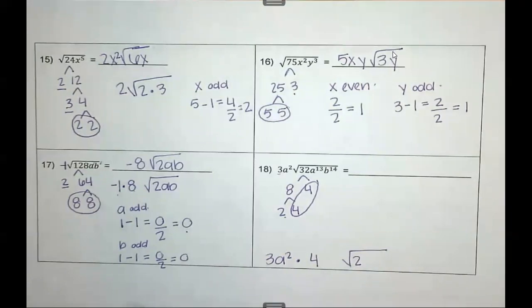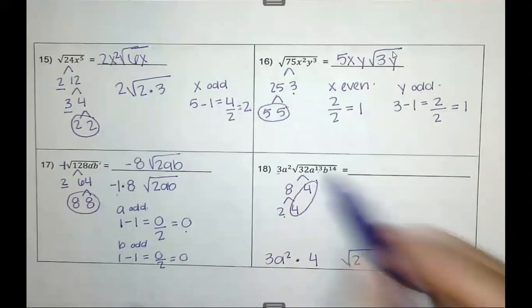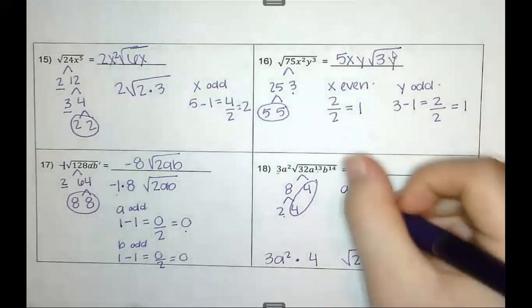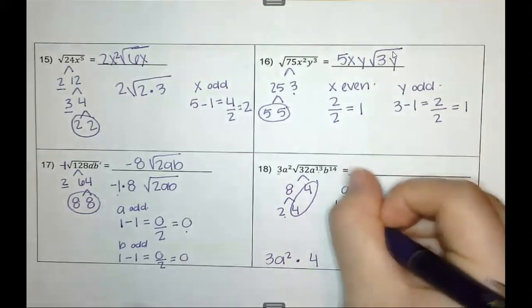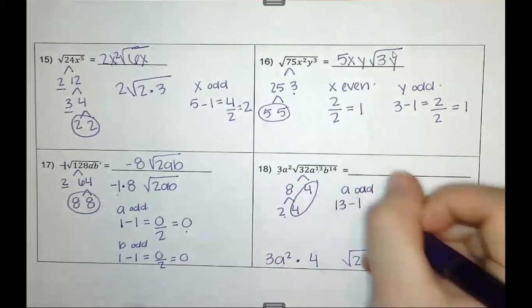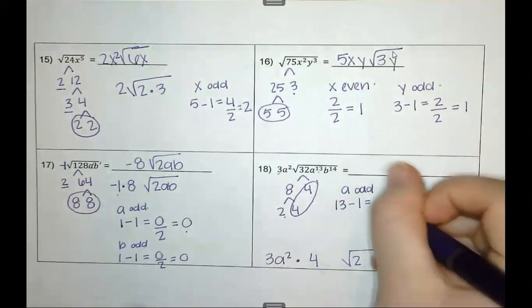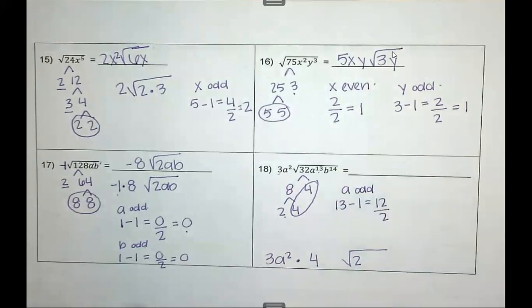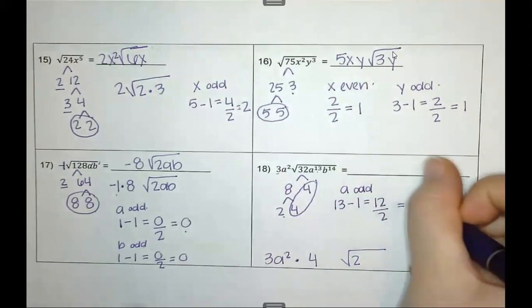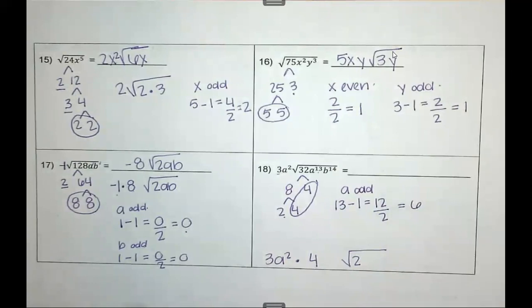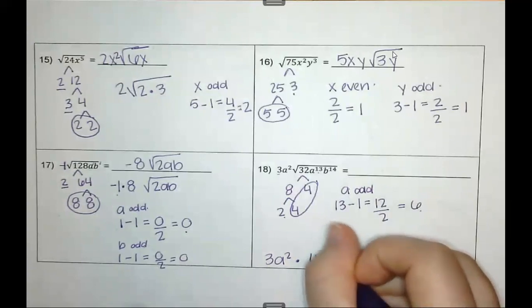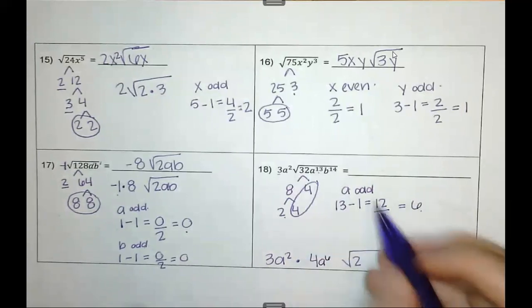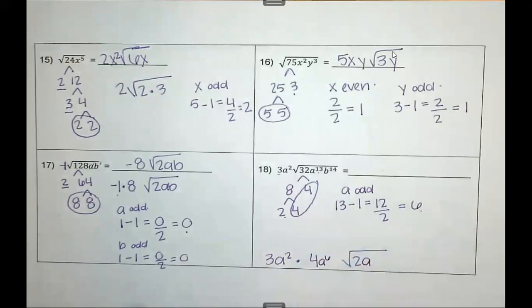All right, now we're going to deal with our variables. So for A, my exponent is 13, which is odd. So for our odd rule, we subtract 1, which is going to give us 12. And we divide by 2, which is going to give us 6. So I get to pull out an a to the 6th. But because it was odd, we also have to leave 1 under the square root.